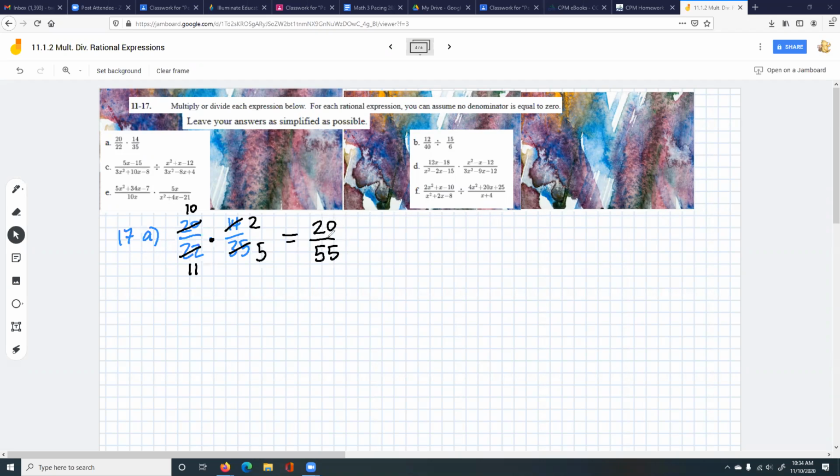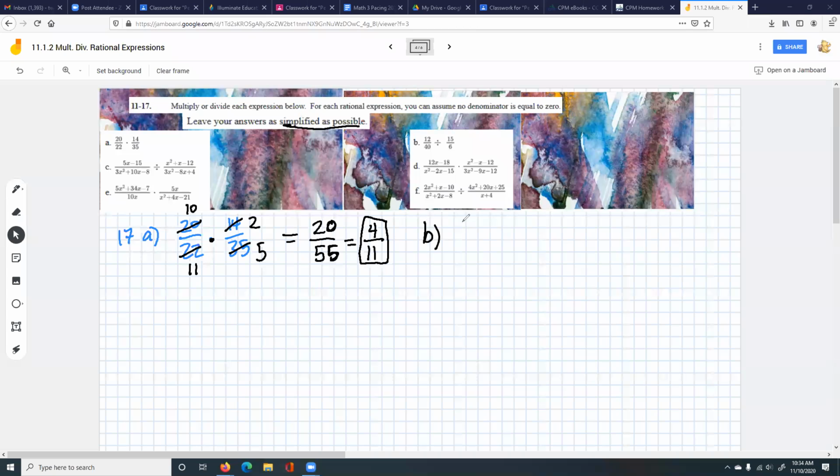And then always check, can you reduce this? Because half of you are going to give me this answer and say, I'm done. No, 5 goes into both of these because this ends in a 0 and that ends in a 5. 5 goes into that 4 times, and 5 goes into that 11 times. 11 doesn't go into 4. So that tells me this is reduced to lowest terms, as simplified as possible. If you don't simplify it all the way down, you get points marked off.